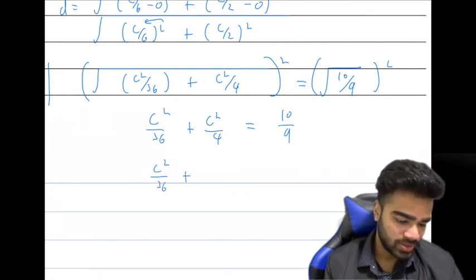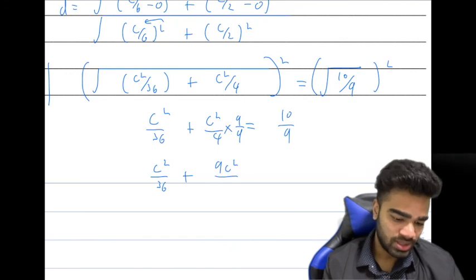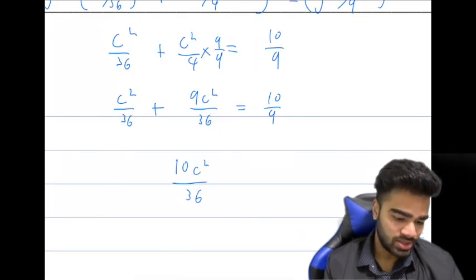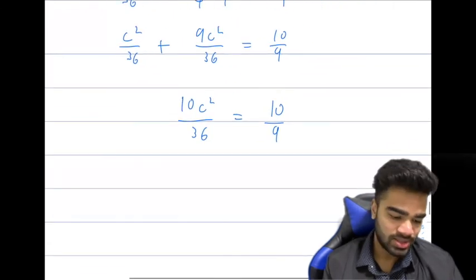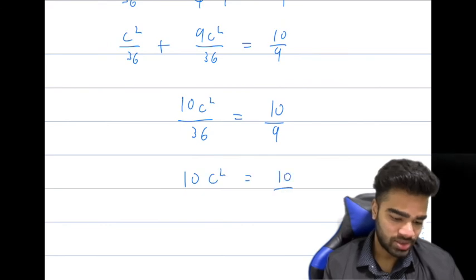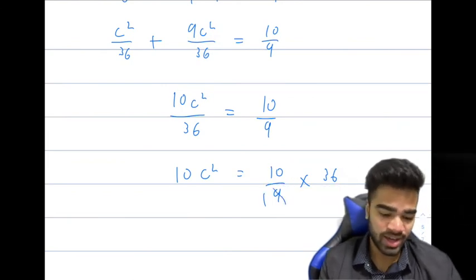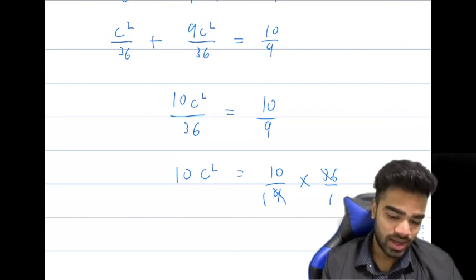Okay, so we have c squared on 36 plus, and we need to make this denominator 36, so multiply top and bottom by 9 over 9. So 9c squared over 36 is equal to 10 over 9. If you add both of these together, it will be 10c squared over 36 is equal to 10 on 9. Take 36 to the other side by multiplying. So you have 10c squared is equal to 10 on 9 multiplied by 36. Instead of multiplying these two, I can cross simplify. 9 goes into 9 once, and 9 goes into 36 4 times.